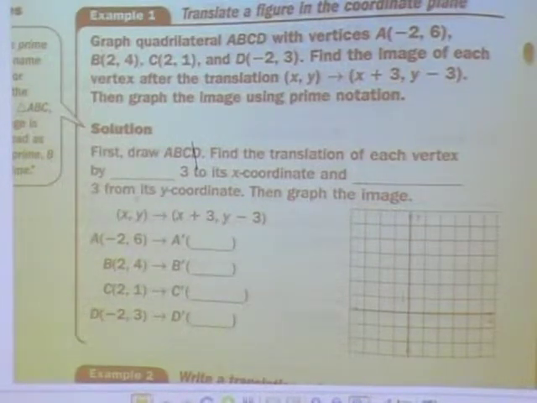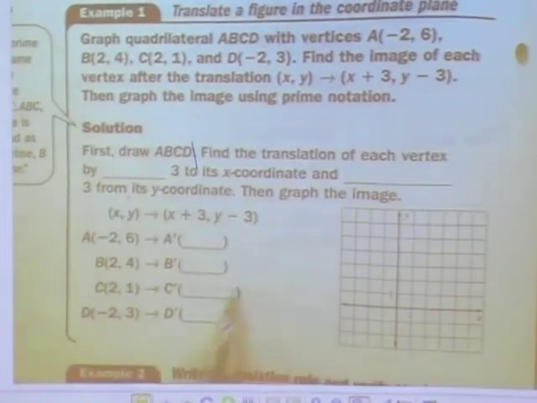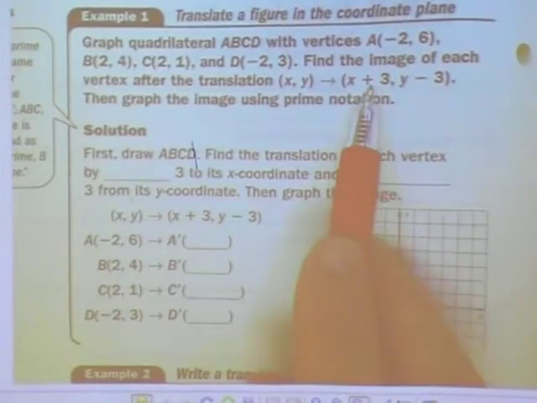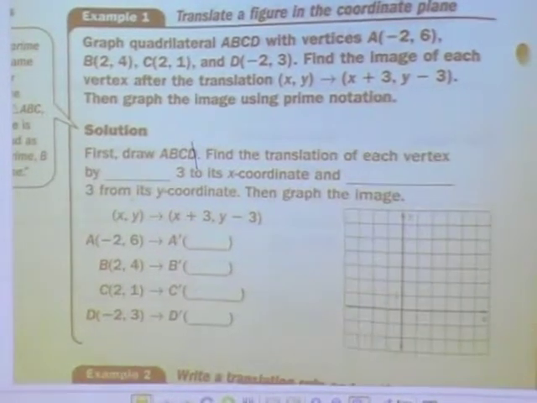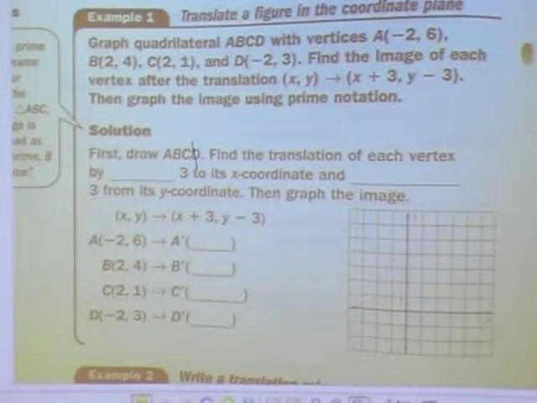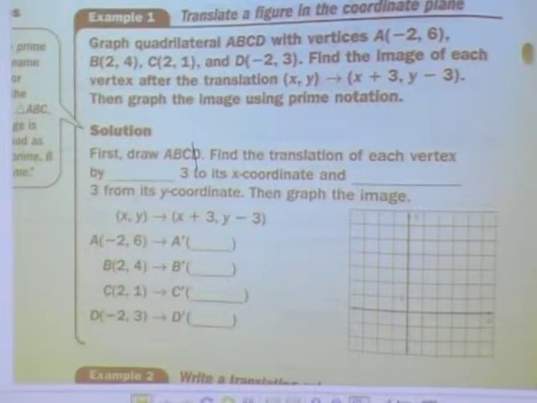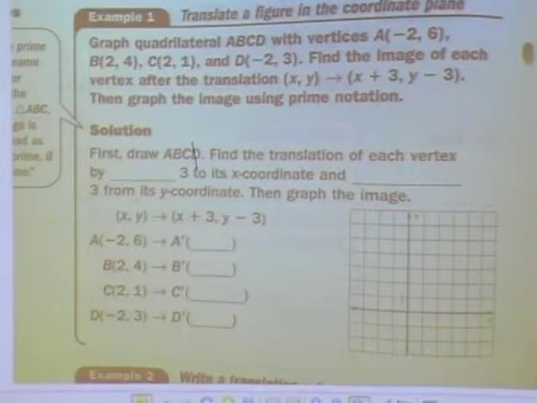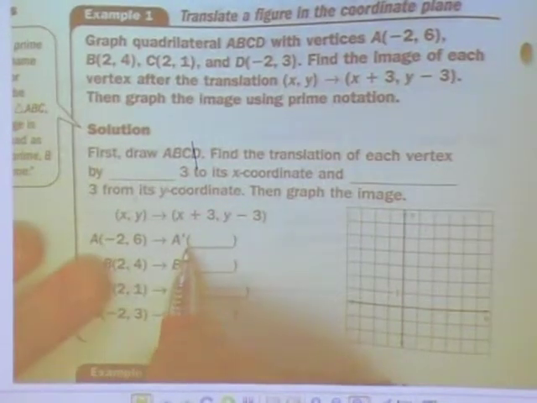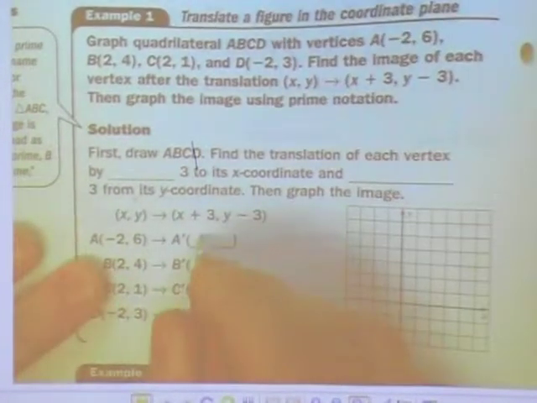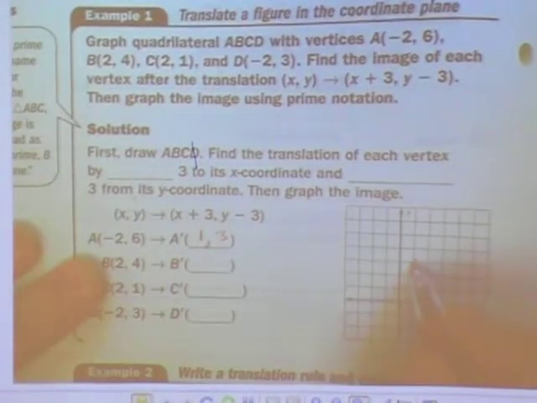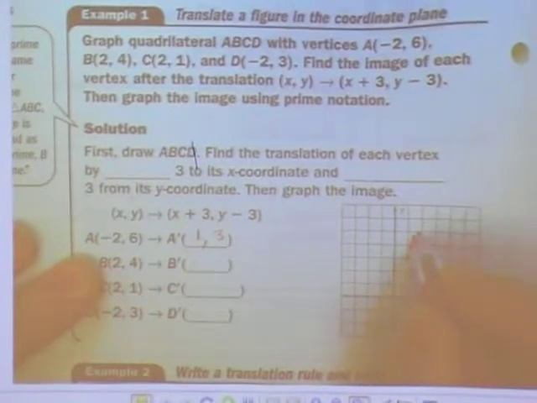Okay, moving on. All right, so watch what happens. We're translating this by 3, negative 3. What does this mean? How do I move each of these points? Garrett. You take your coordinate for the first one, like for A. You add 3 to the x, and then you subtract 3 from the y. All right, so what is A prime going to be? 1, 3. So at 1, 3, that is A prime. That's how you graph it.